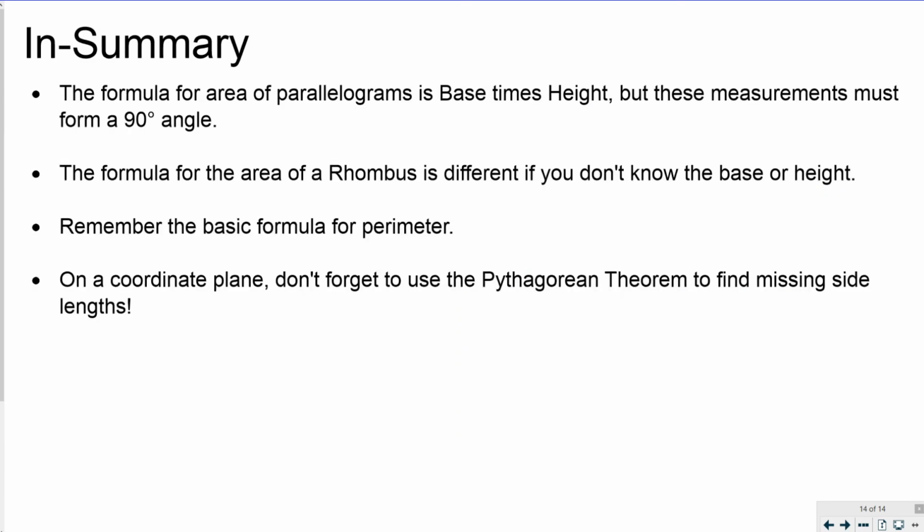Alright guys, so sorry about the length of this one, but in summary, the formula for the area of parallelograms is base times height, but these measurements must form a 90-degree angle. The formula for area of a rhombus is different if you don't know the base or the height. And then remember, the basic formula for perimeter is to add all the sides together. And on a coordinate plane, make sure you don't forget to use the Pythagorean theorem to find missing side lengths.